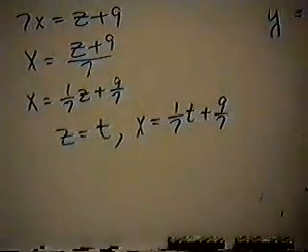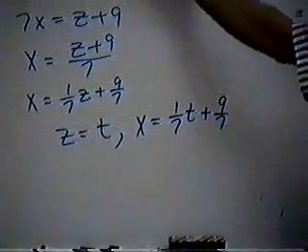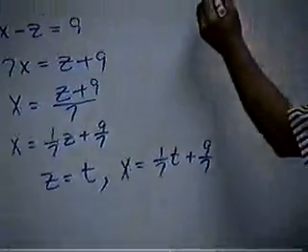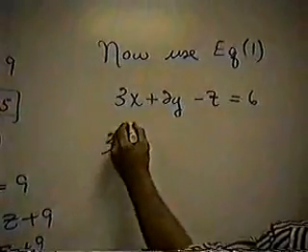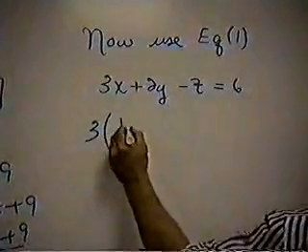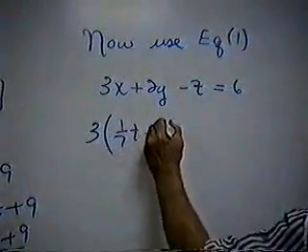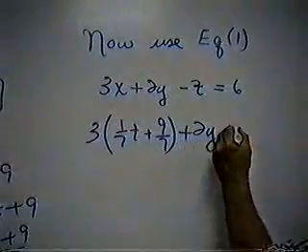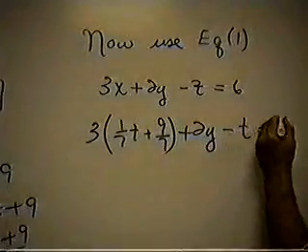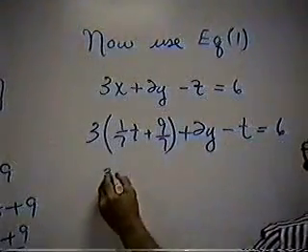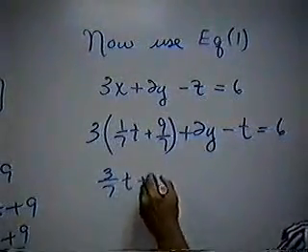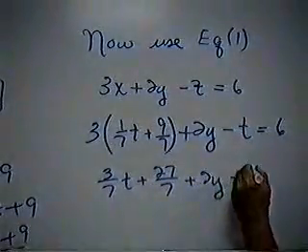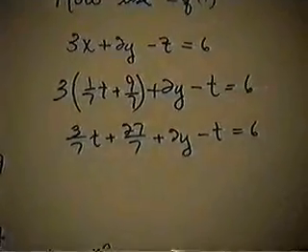And now we have to go solve for y. So let's go back and look at equation 1 and do that. Okay, so here we would have 3 times x, which is 1/7 t plus 9/7, plus 2y minus z, which is t, is equal to 6. So we get 3/7 t plus 27/7 plus 2y minus t is equal to 6.